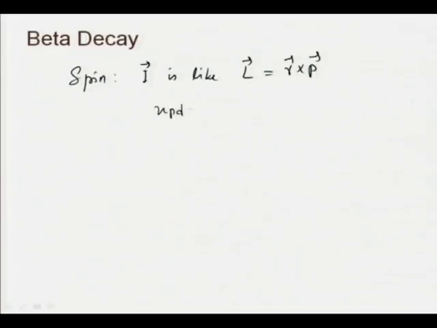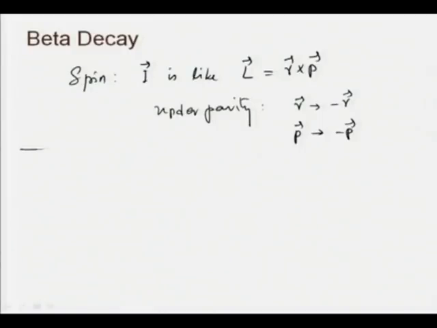So, what happens under parity? What is parity? By the way, parity is the operation of inversion of space coordinates. In that case, the vector R goes to minus R, and the momentum vector P goes to minus P, which means that if something is moving along the positive x axis and the parity operation reverses the direction of the x axis, then with respect to the new x axis, it is moving in the negative direction. So, this is your x, and something is moving in this direction.